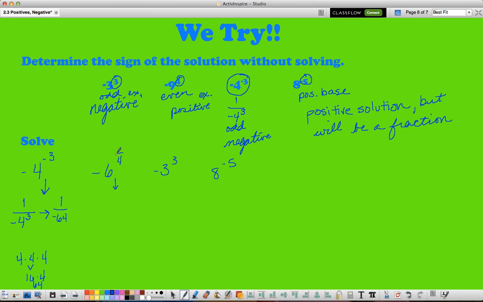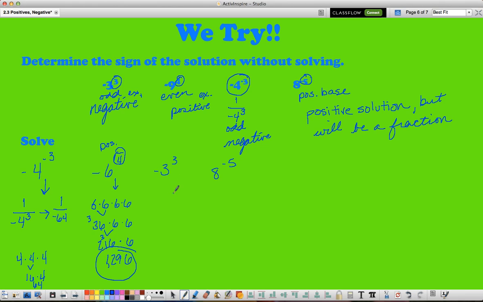Here, it's even, so I know my answer should be positive. So I can ignore the sign then, and I can just multiply. 6 times 6 is 36. Carry the 3, 21. Is 36. Carry the 3, 9. So we get 1,296.